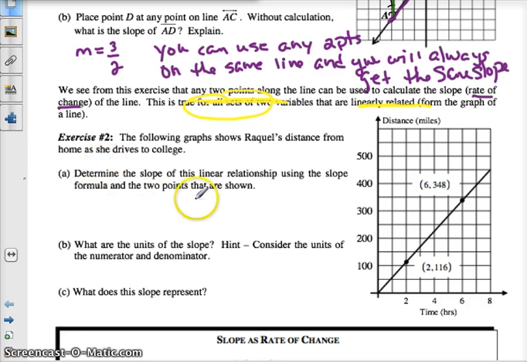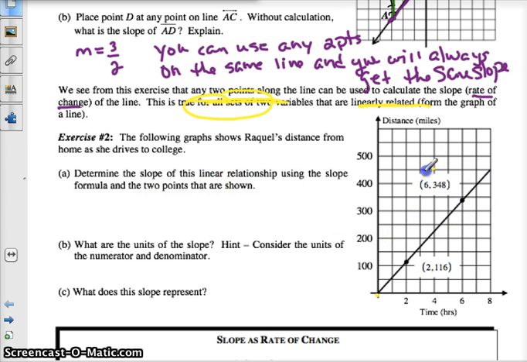All right, exercise 2. It says the following graphs show Raquel's distance from home as she drives to college. So as time goes by, she's getting further away from home. Okay, so time is your x and y is going to be your distance. Determine the slope of this linear relationship using the slope formula and the 2 points that are shown.